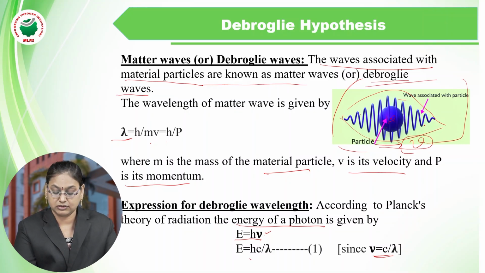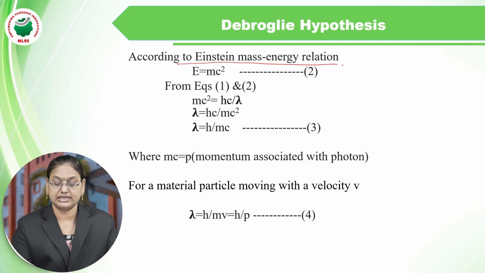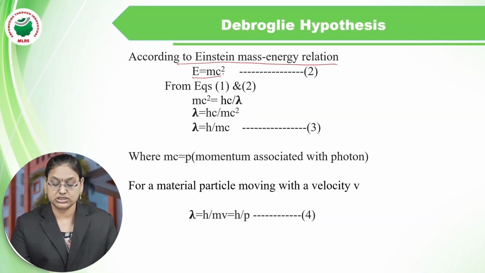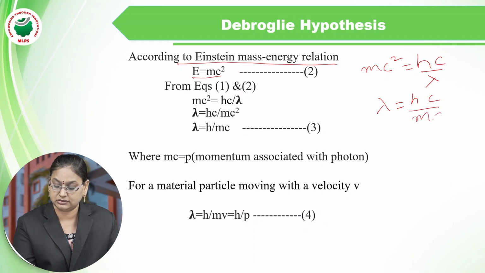So now E will be equal to hc by lambda. Next, according to Einstein's mass energy relation, we know that E is equal to mc square. Since equations 1 and 2 both represent energy, we can equate them. That is, mc square is equal to hc by lambda. So we want an expression for lambda. So lambda will be equal to hc by mc square.